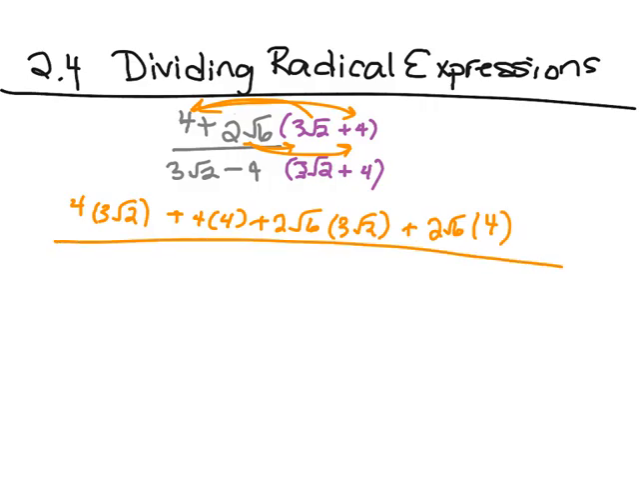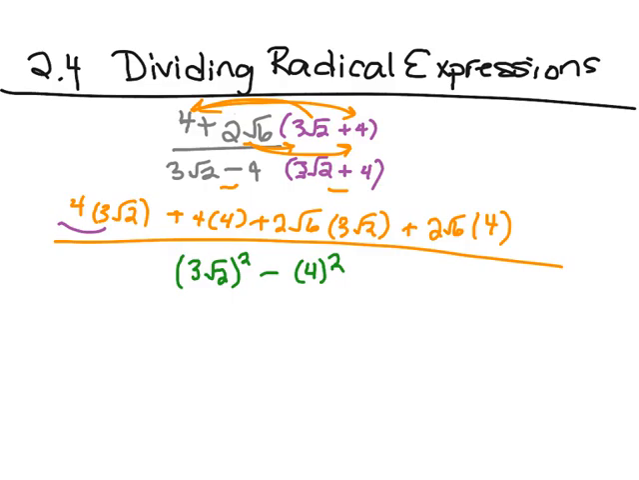Now on the bottom, we know that because this is a conjugate, it's a difference of squares. One's a plus, one's a minus. That's really what we're doing, is multiplying the difference of squares. So instead of multiplying the whole thing out, we know that we can go 3 root 2 squared minus 4 squared. So we're going to simplify from here.